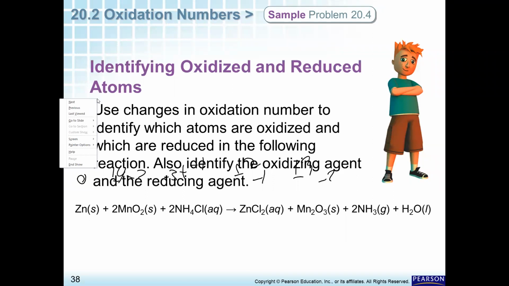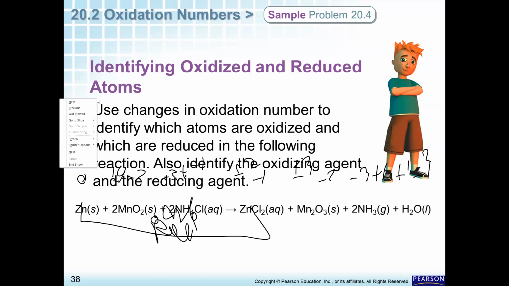Ammonia is the same thing: -3, +1, +1, and -2. Oxygen is all -2, we have nothing to do with it. Hydrogen is the same thing. Nitrogen is the same thing. The only one which is changed is zinc. It was 0 and became +2. That is an increase. So zinc has been oxidized and it is a reducing agent.